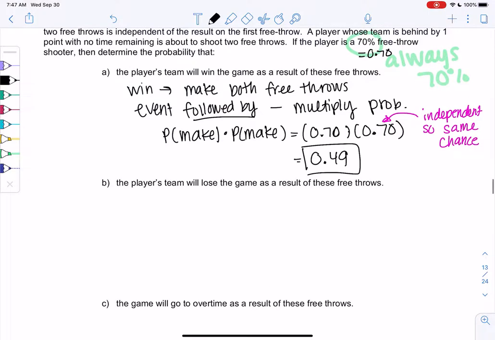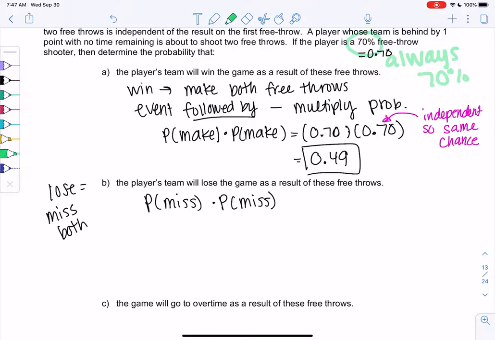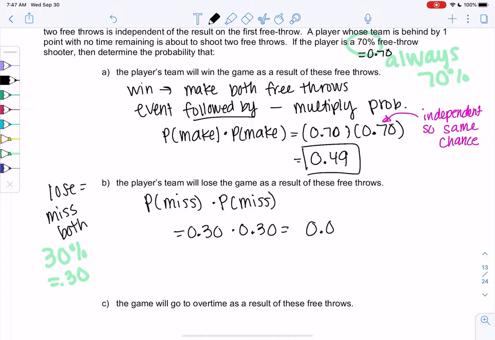All right, and what's the probability of losing? Same idea. It's an event followed by an event. So we'll do the probability of losing times the probability of losing. Oops, not losing, missing, right? Losing would be missing both. If the player makes one and misses one, then it ties, and that's part C. Losing just from the free throws would be missing both. So probability of missing times the probability of missing. If the probability of making is 70%, missing would be 30%, or 0.30. They either make it or miss it. So we just do 0.30 times 0.30, which is 0.09.